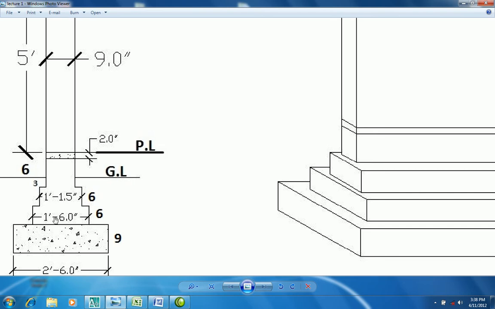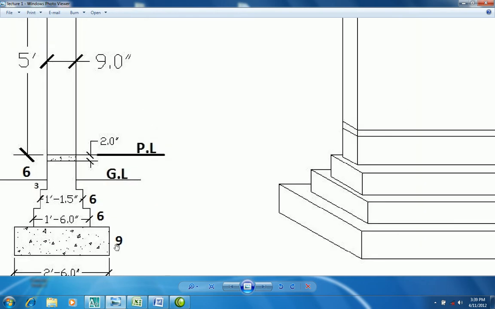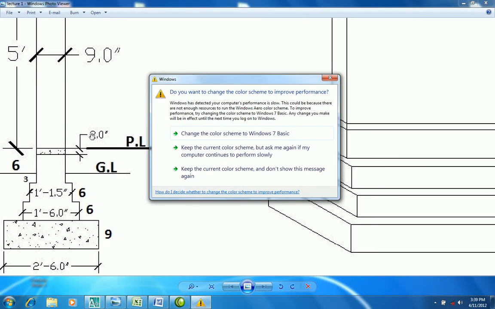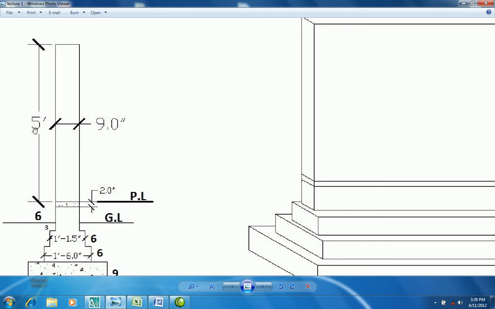That's the breadth for the PCC as well. Then we have step 1 as 1 feet and 6 inches, step 2 as 1 feet and 1.5 inches, and step 3 as 9 inches. The thickness of the PCC is 9 inches, the thickness of step 1 is 6 inches, step 2 is 6 inches, and step 3 is 3 inches below the ground level and 6 inches above the ground level. So it is 9 inches. Then we have a 2-inch DPC here, and a pipe with the wall from plinth level upwards.